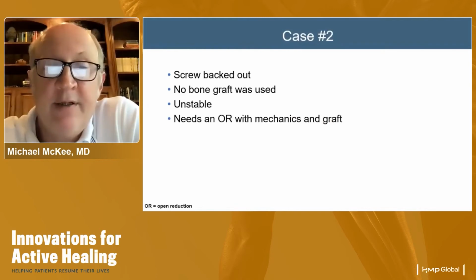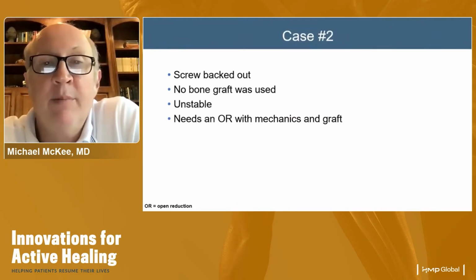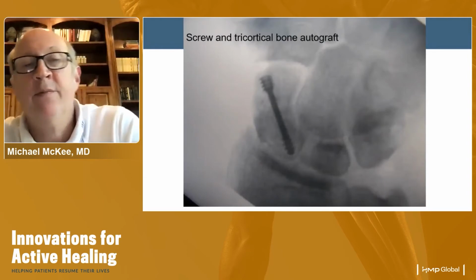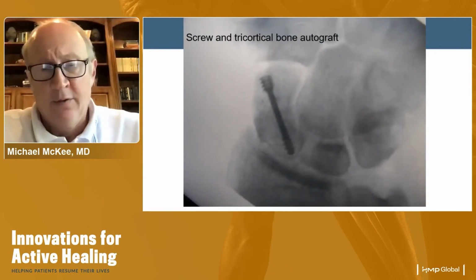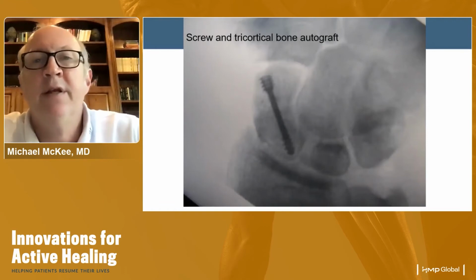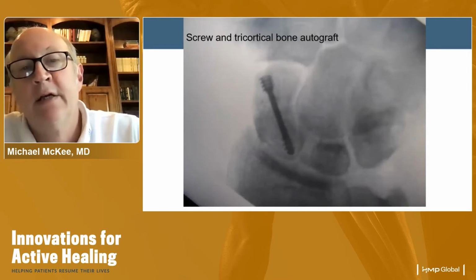This person needed a repeat fixation with better mechanics and probably a bone graft, and that's what we did. So we took out the old screw, we added a tricortical bone graft from the iliac crest, and there's a lot of debate about where the best place to get a bone graft for the scaphoid is. In general, I tend to be an old school surgeon in this regard, and a tricortical iliac crest graft I think is probably best if you have a significant bony defect there.